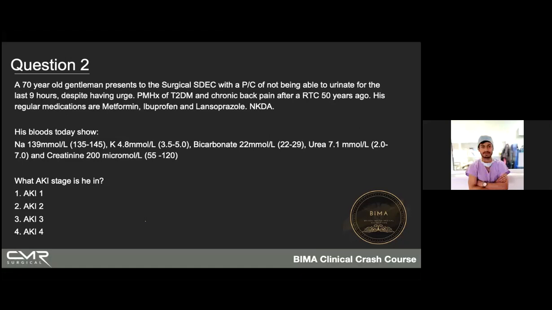His potassium is also within normal reference ranges. Bicarb is all right. Urea is just mildly elevated, but the creatinine is 200 micromoles per liter, which, as you can see, is very, very elevated for normal reference ranges. So from all of the theory that we've discussed, what AKI stage would you put this gentleman in?